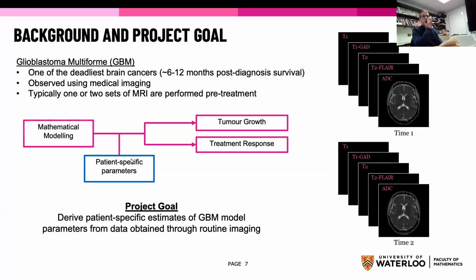As you know, GBM, or glioblastoma multiforme, is one of the deadliest brain cancers with a survival time of 6 to 12 months post-diagnosis. This project aimed to estimate GBM patient-specific parameters from routine MRI data using mathematical modeling to understand the growth and treatment response. We were provided MRI images of 5 patients taken at 2 different times.